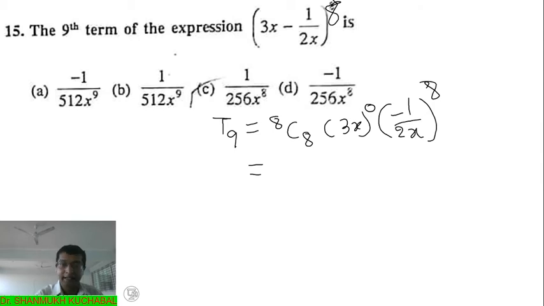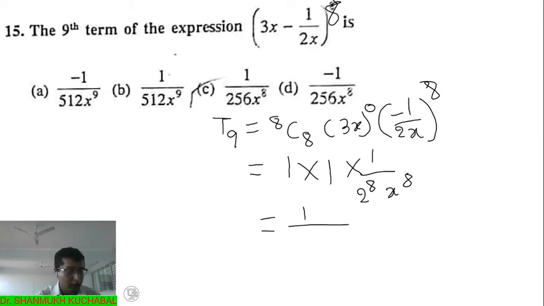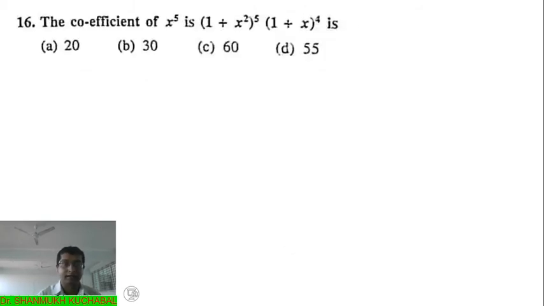Further, 8C8 we get as 1, next 3x raised to 0 is 1, minus 1 raised to 8 is 1, divided by 2 raised to 8, x raised to 8. Further, it is 1 divided by 256 x raised to 8. Therefore, option C, 1 divided by 256 x raised to 8, is the right answer. We'll move to the next example.